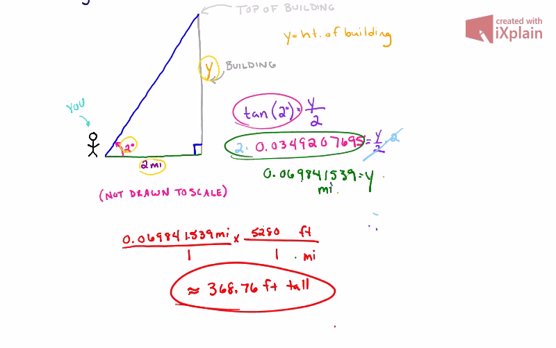I think at this point people understand that a little bit more if you were to tell them that a building is 368.76 feet as opposed to 0.07 miles.